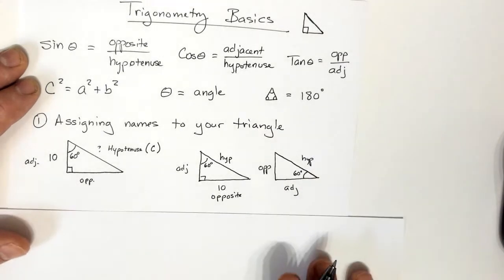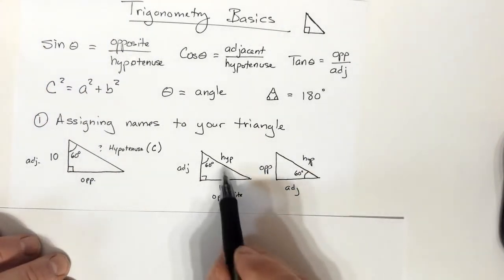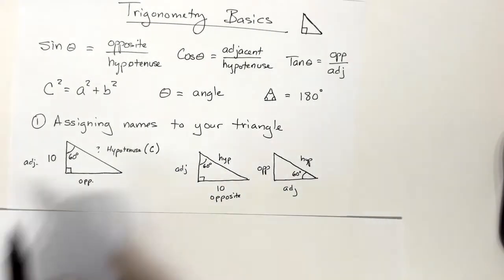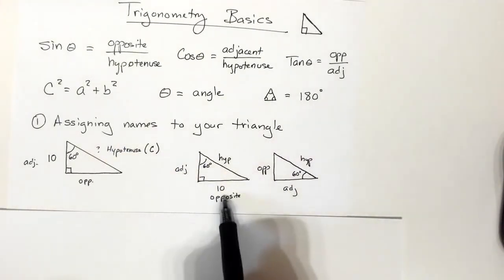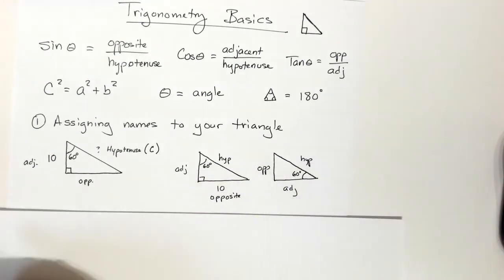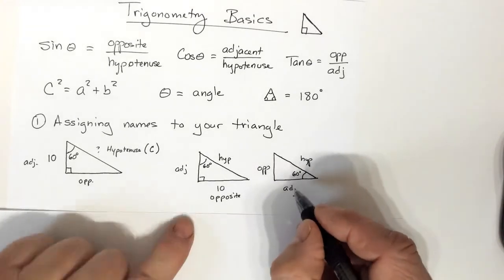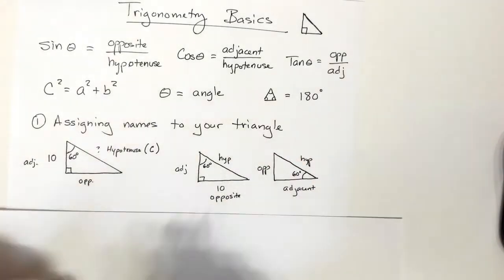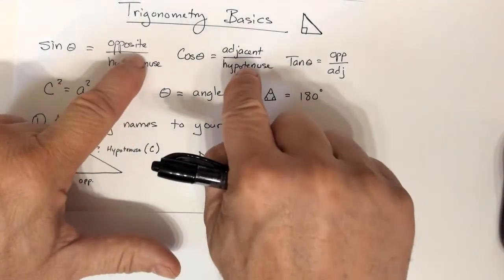is called the adjacent. So you need to know that when you move the angle, you move and change the names. Here I did not move the angle, so my names didn't change. Here I moved the angle, so my names did change. Okay? So make sure you know what's going on and what side is what, because then you can put your numbers in the correct spots.